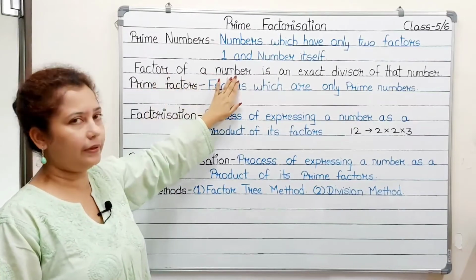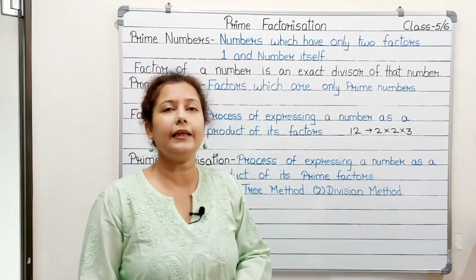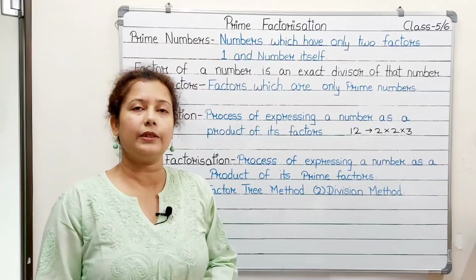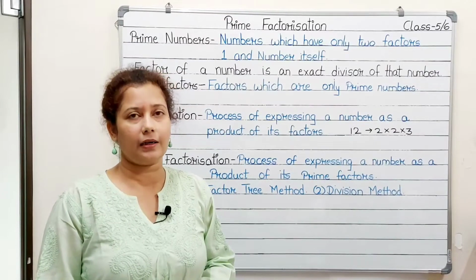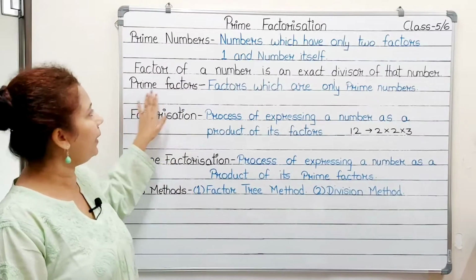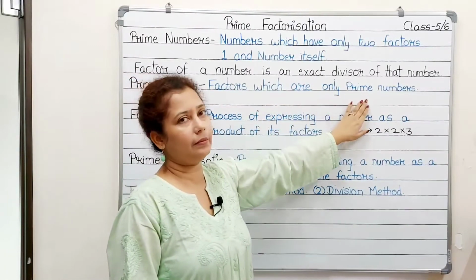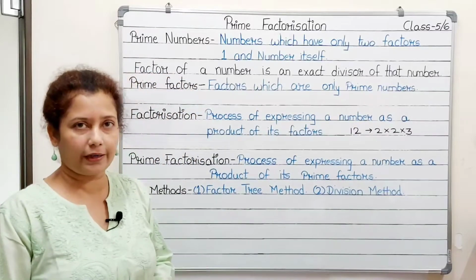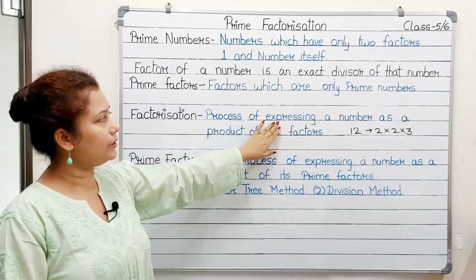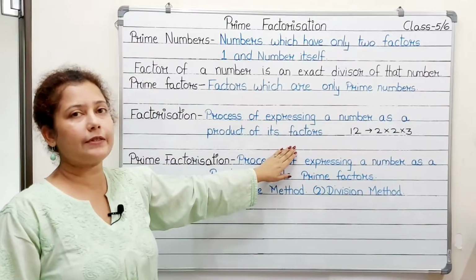Factors of a number: a factor is an exact divisor of that number. Any number which can divide the given number completely with 0 as a remainder is called its factor. Prime factors: factors which are only prime numbers are called prime factors. Factorization is a process of expressing a number as a product of its factors.